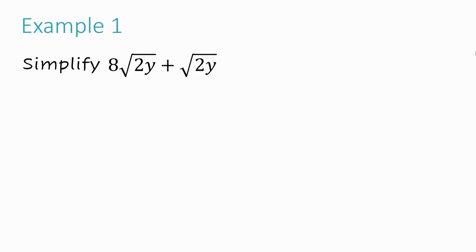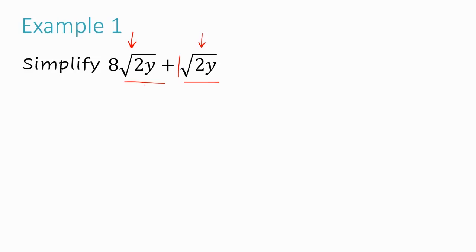When it's time to add radicals, I must have the same thing under the radicand. So for our first term, I have the square root of 2y. And for my second term, I have the square root of 2y. So that means we are able to add here, okay? When I look at these two terms, I can see that my first term has a coefficient of 8. And I can see that my second term does not have any written coefficient, and that means there's an understood 1 right here. So if you want, you can write a 1 if that will help you out, okay?